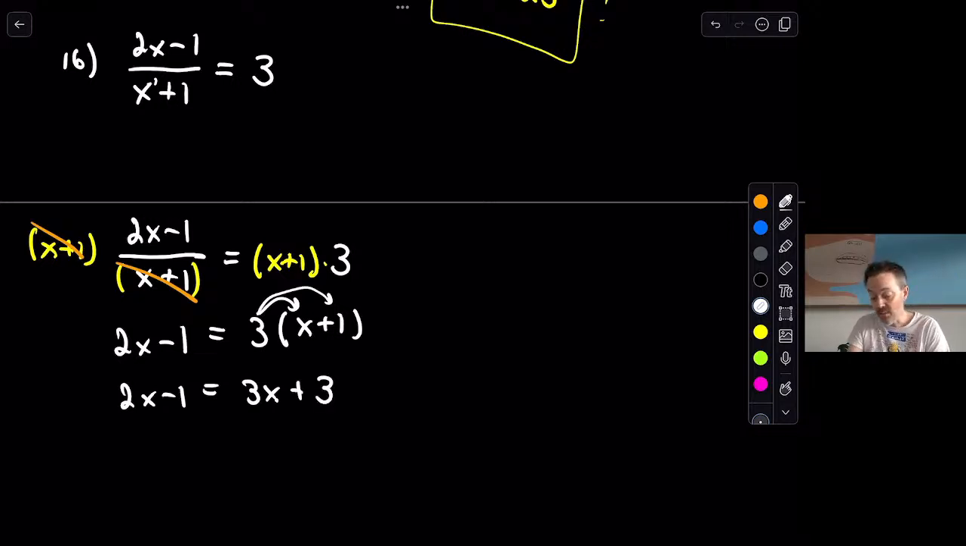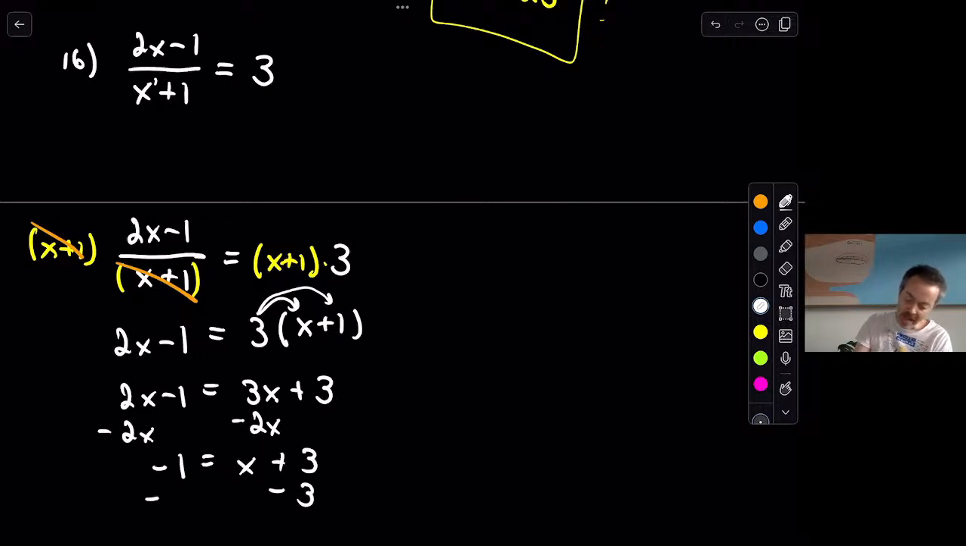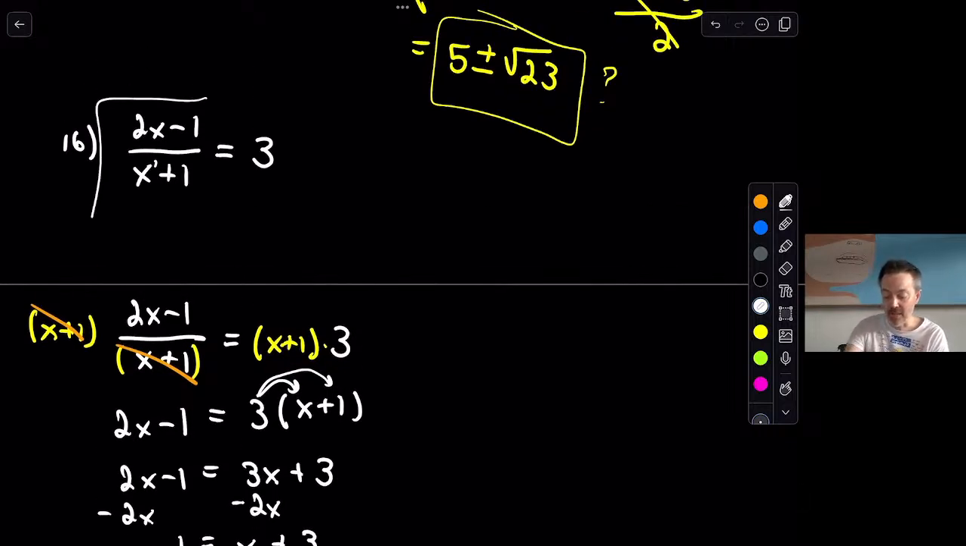And I say, aha, well, this is just linear. So I could subtract 2x from both sides. So that's negative 1 equals x plus 3. We could then subtract 3. That's negative 4 equals x. And again, you could go back and check and make sure that that value, in fact, is a solution.